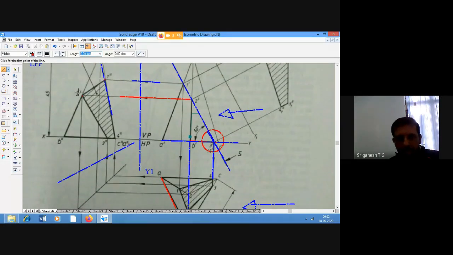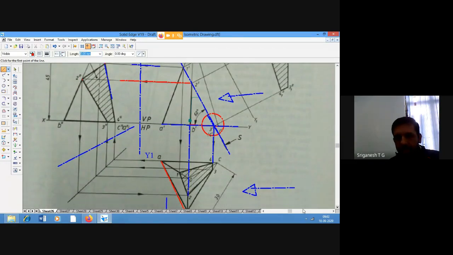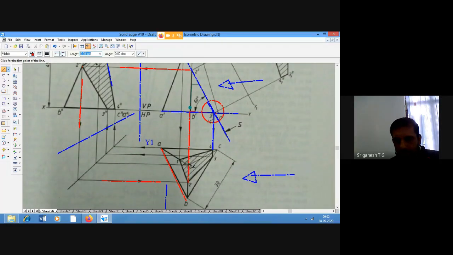Now 2 dash, 2 double dash, from the side view, get it down up to 45 degrees, and then take it to the top view. Now where is 2 double dash? 2 double dash is on the line B double dash O double dash. So this projection line should stop where it meets B and O in the top view. That is, when this particular line meets, you should stop. So there you will get the intersection point.